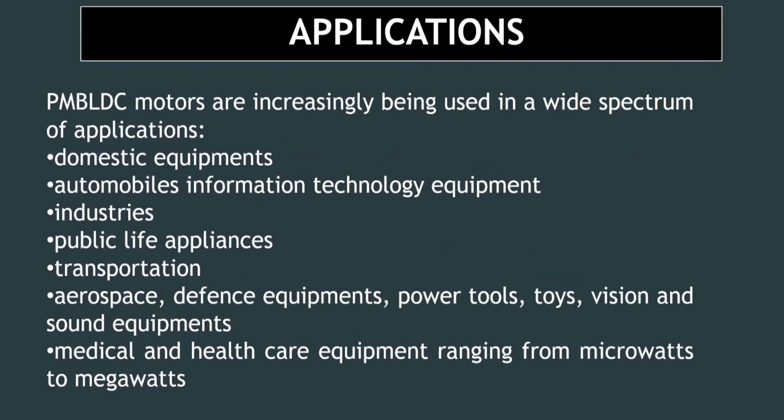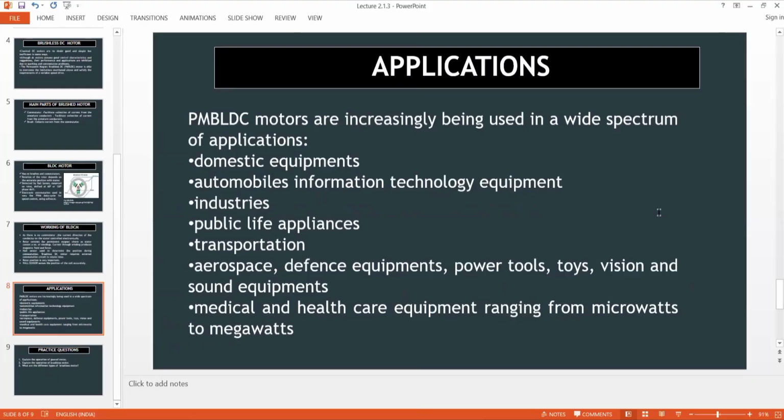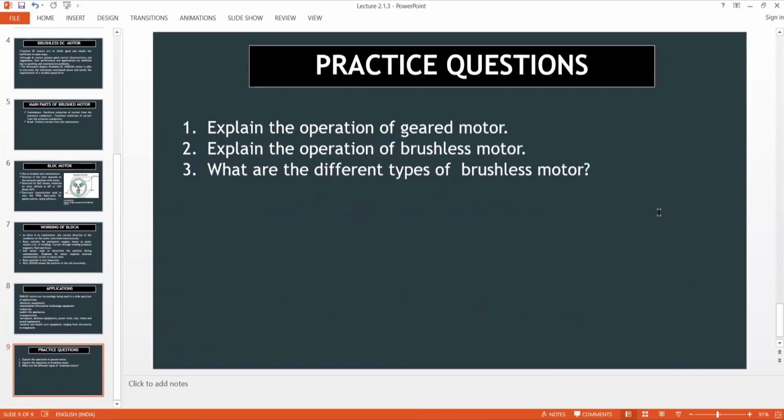So for application, the permanent magnet BLDC motor, we use in domestic application, we use in automobiles, we use in automatic cars where the gear system is not there, public life application, transports, healthcare equipment. So there we use this kind of machines, right? And a question can be asked: explain the operation of geared motor, operation of brushless geared motor, and the different types of brushless DC motor.